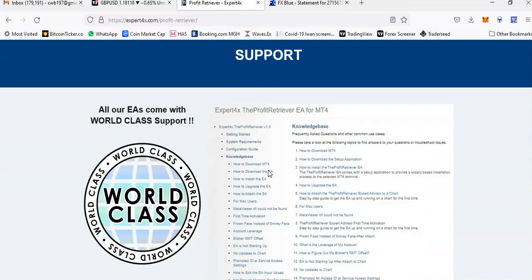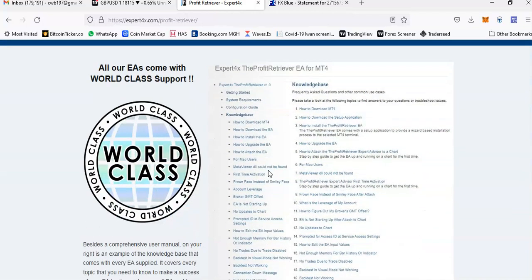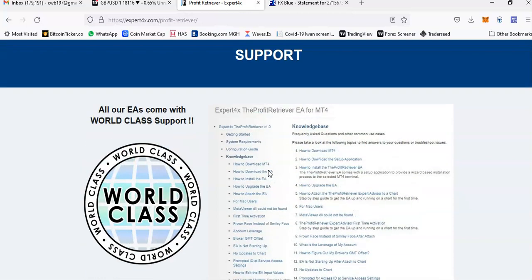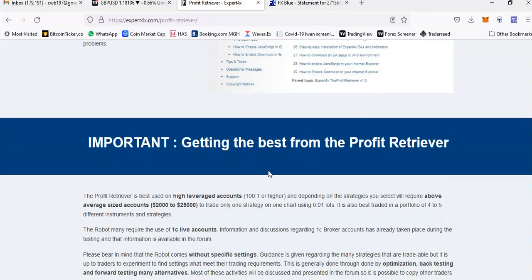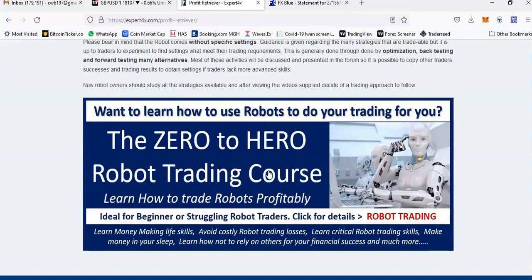drawdowns. And unfortunately, that's also the reason why you cannot use this in prop firms. If the drawdowns were not bigger than, say, 50% in prop firms, then you would have been able to use this in prop firms and start with a 100,000 account. But unfortunately, we cannot do that.